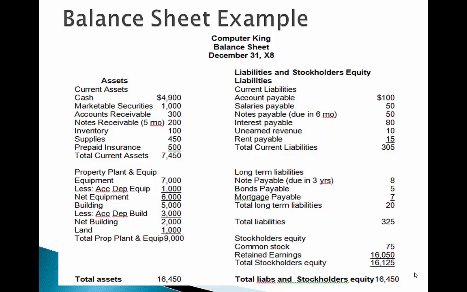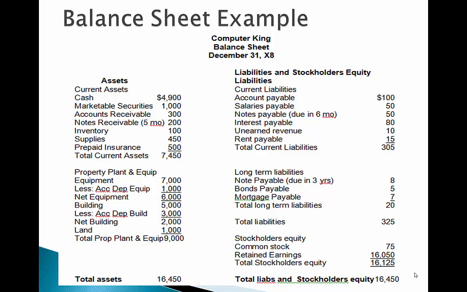$7,450. And then we have the property, plant, and equipment. So notice how we have the equipment first, less the accumulated depreciation equipment. And then we show the net, the building, less the accumulated depreciation, and then we show the net. And then land doesn't have accumulated depreciation, so it's just shown. And then total property, plant, and equipment. And then our total assets of $16,450.